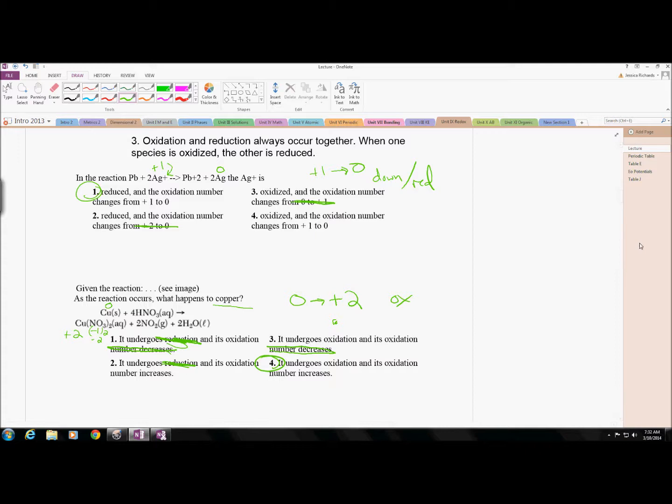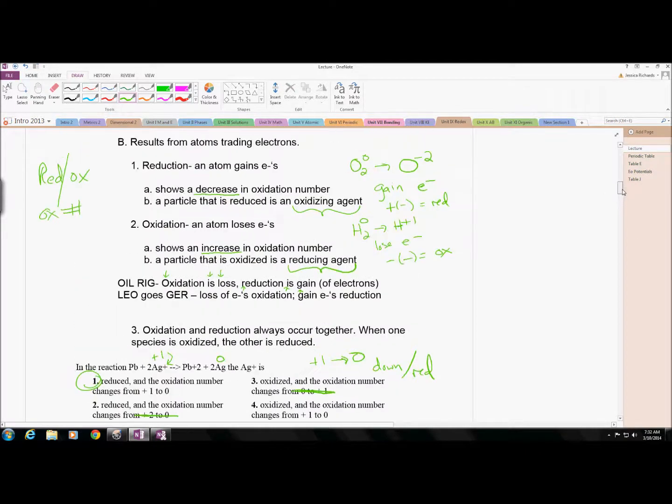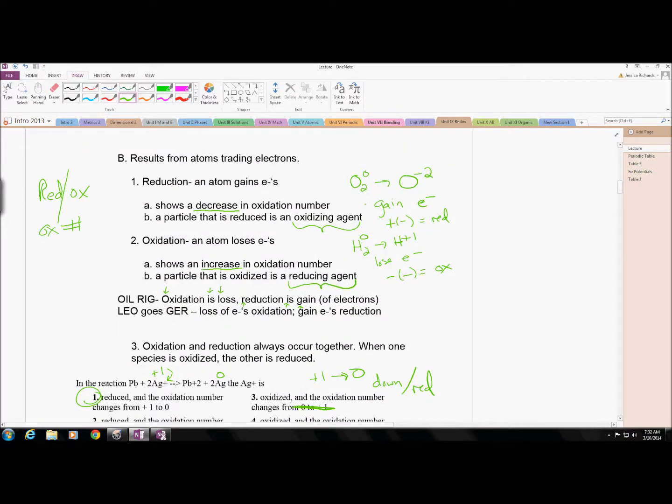The number goes down, it's reduction. Number goes up, it's oxidation. Oxidation is a loss. Reduction is a gain. OIL RIG. The oxidizing agent is being reduced. The reducing agent is being oxidized. Please memorize those things. It will make this unit much easier. And that's it for Lecture A.